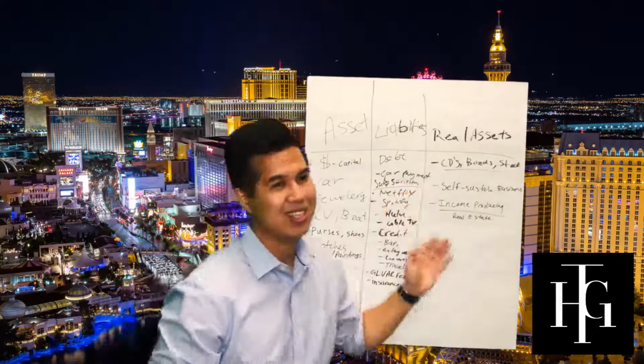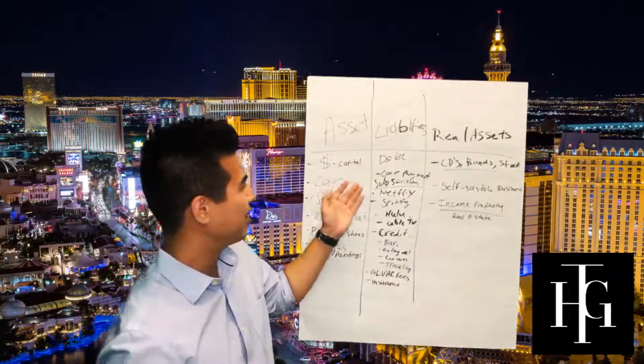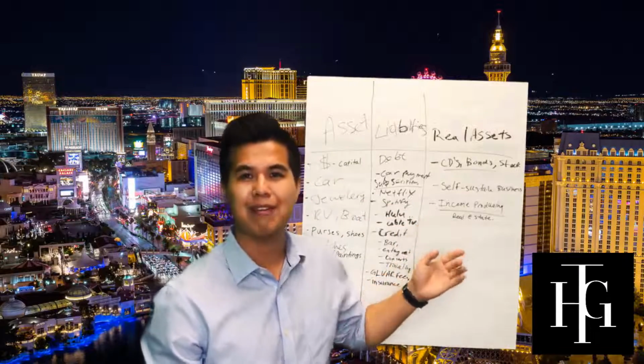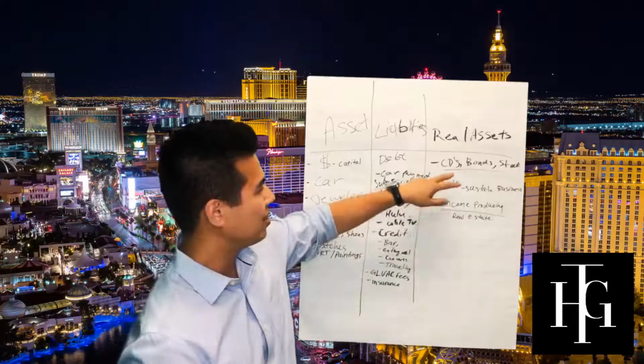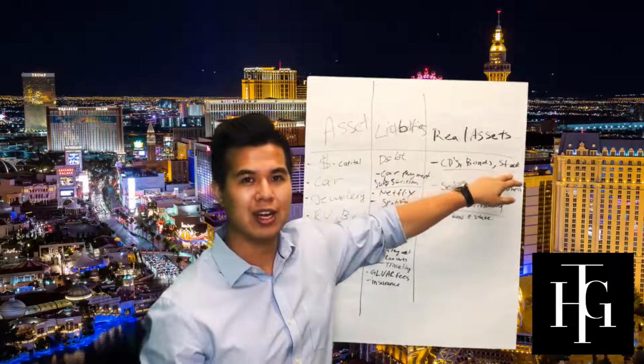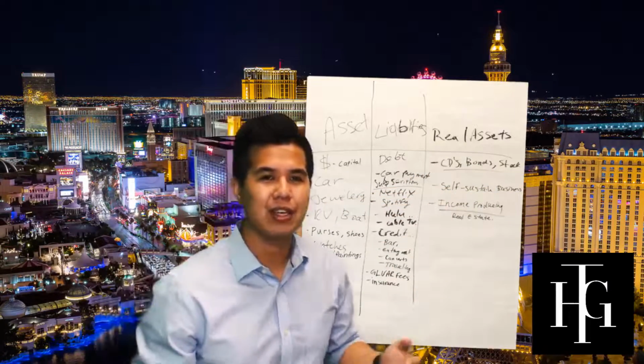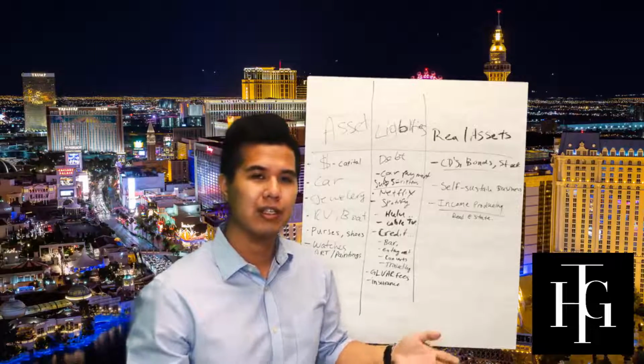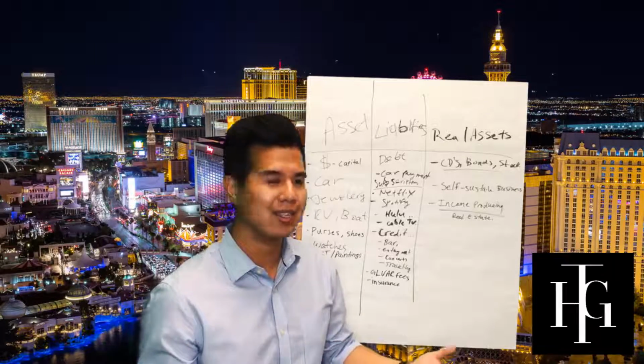Now, a real asset is actually a lot different than an asset because this is your money making money for you. As soon as you buy a CD, a bond, or a stock, you're going to get paid dividends throughout a number of years, a certain percentage. So your money is actually growing by itself.